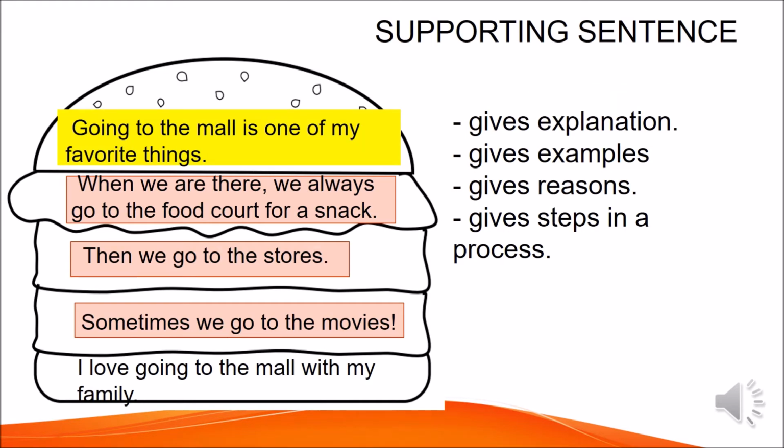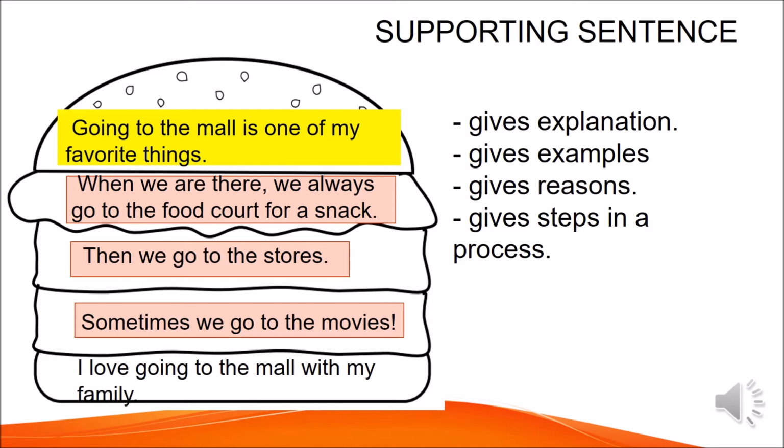Now, let's move on to the next part of a paragraph, the supporting sentence, or sometimes called the supporting detail. The supporting sentence sometimes gives explanation. Sometimes it gives examples or reasons. Sometimes it also gives steps in a process. In our example, the supporting sentences explain that going to the mall is one of the writer's favorite things.